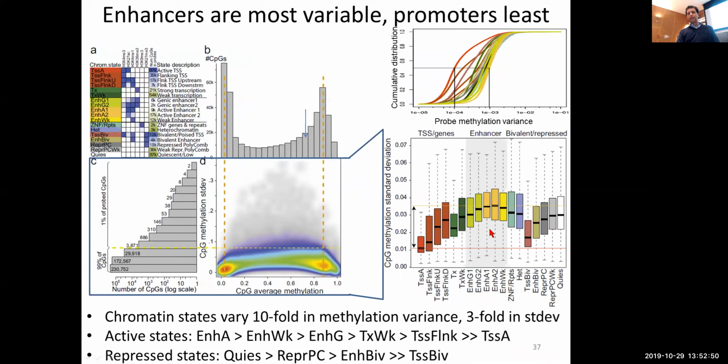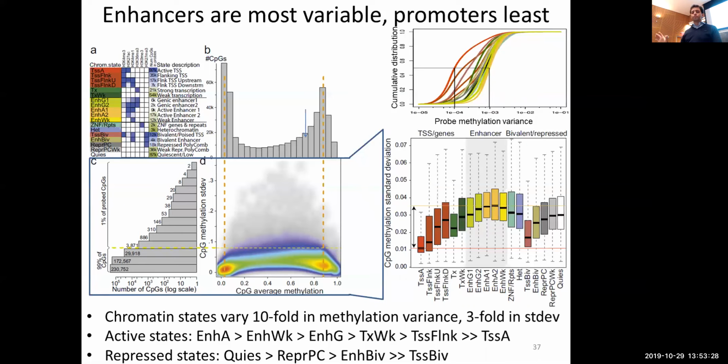So you can basically see that if you ask how variable different probes are, enhancer probes are by far the most variable, promoter probes are by far the least variable, and then there's a whole range in between. And if you look at the overall probe methylation variance, you find an order of magnitude difference between the enhancer probes and the promoter probes. Enhancers have a 10 times higher variance than promoters.